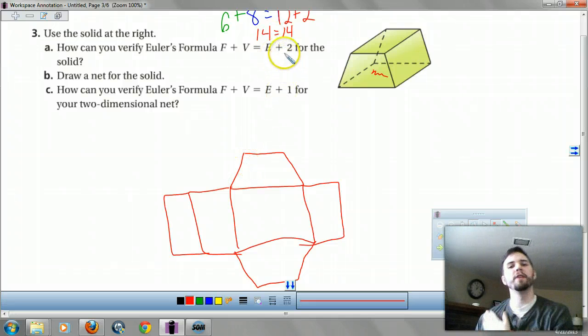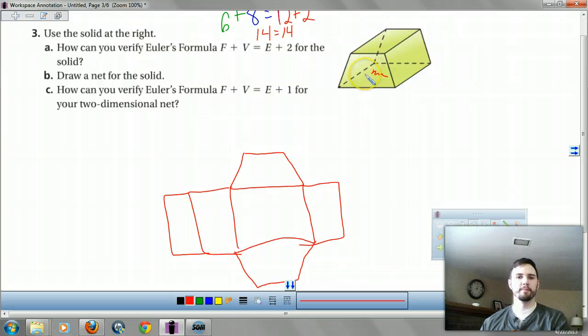Can we verify Euler's with your two-dimensional net? Yeah. I'm not a fan of it. I'm going to be honest with you guys.